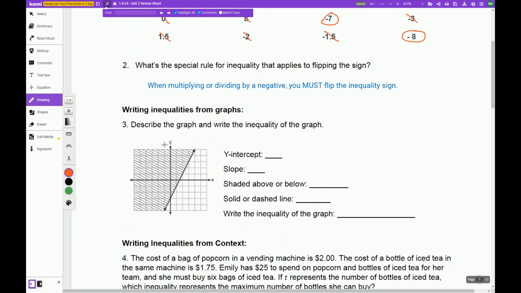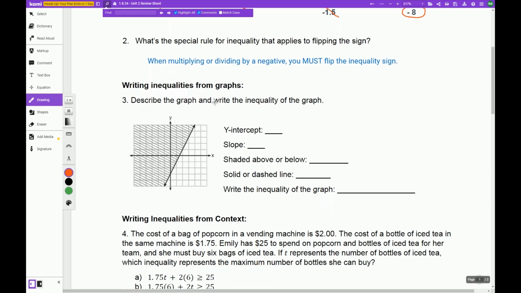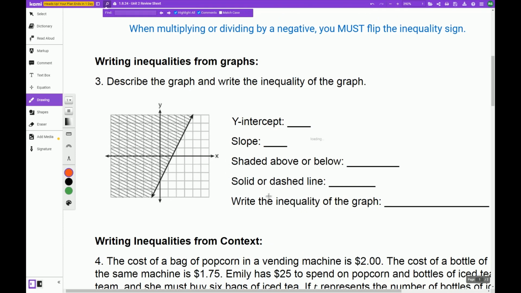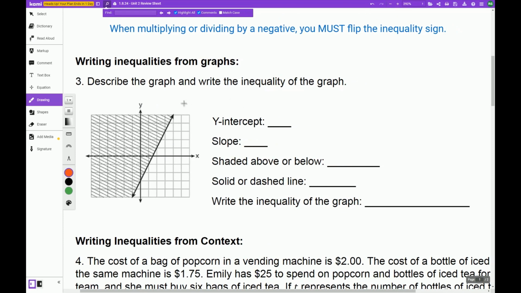This next question involves writing inequalities from graphs. If we're given this graph, we have to figure out what's the inequality for it. On an exam, you might not be given all these things, but these are the things that can help us figure out what the inequality was. If we look at this graph, what's the y-intercept? The y-intercept is negative 3. That's where the line crosses the y-axis. If we were talking about an actual coordinate, it is 0, negative 3.